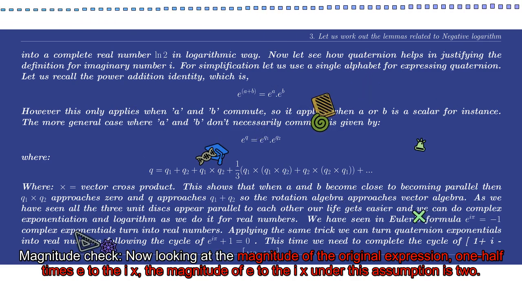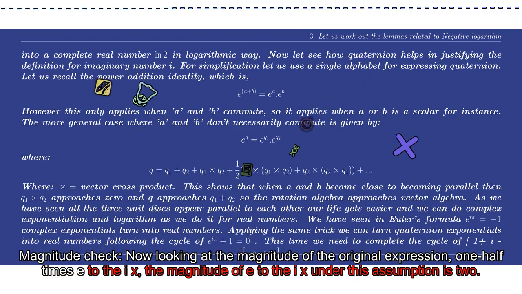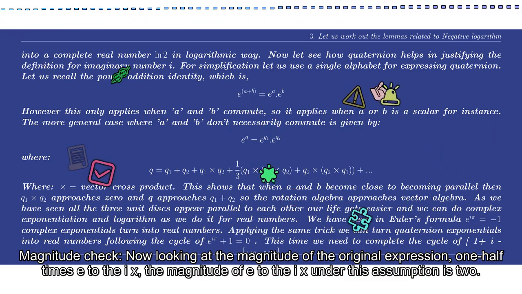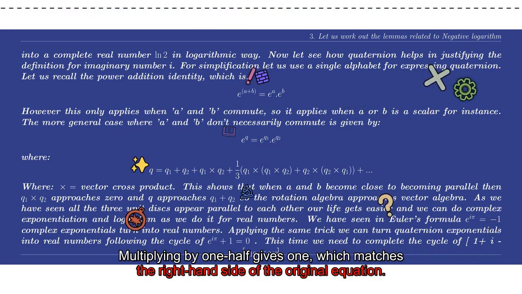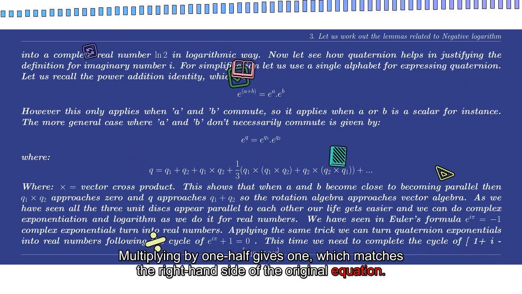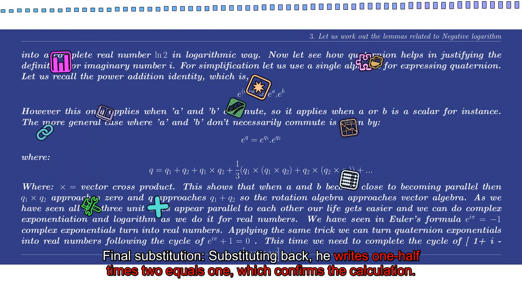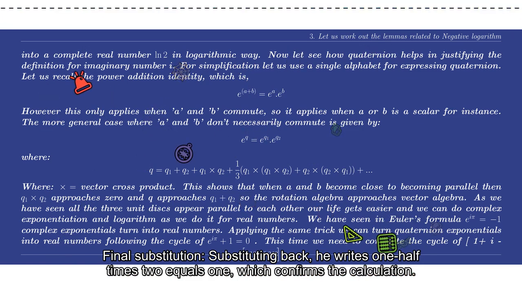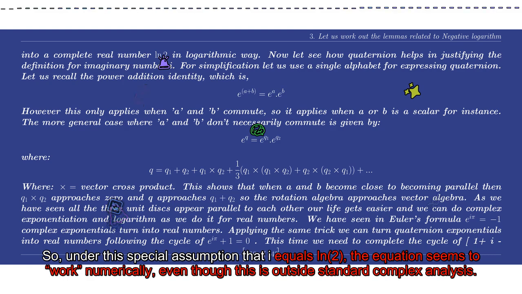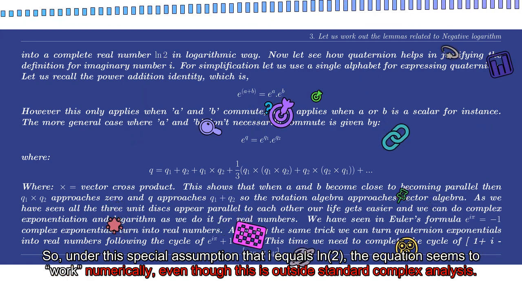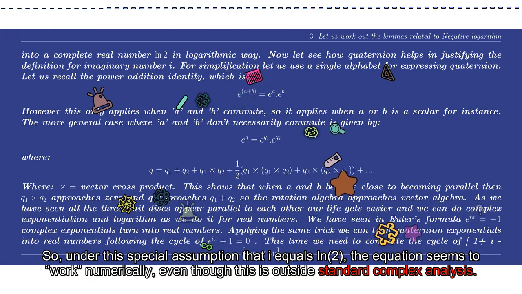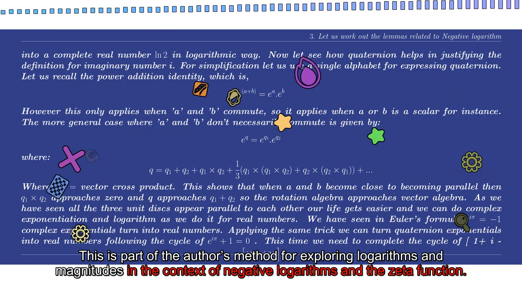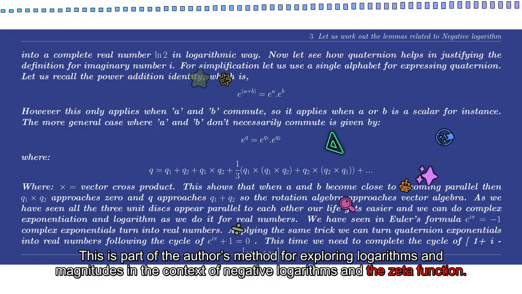Magnitude check. Now looking at the magnitude of the original expression 1/2 times e to the ix, the magnitude of e to the ix under this assumption is 2. Multiplying by 1/2 gives 1, which matches the right-hand side of the original equation. Final substitution: substituting back, he writes 1/2 times 2 equals 1, which confirms the calculation. So, under this special assumption that i equals ln2, the equation seems to work numerically, even though this is outside standard complex analysis. This is part of the author's method for exploring logarithms and magnitudes in the context of negative logarithms and the zeta function.